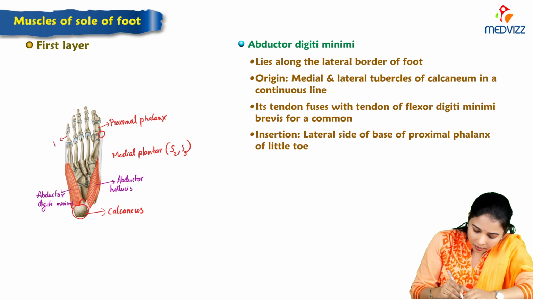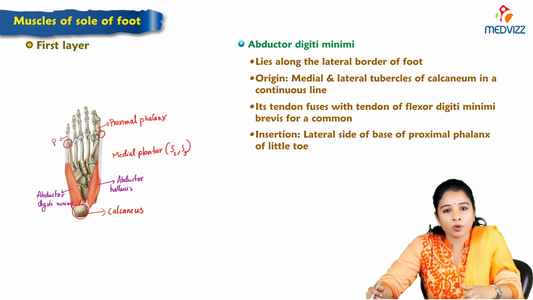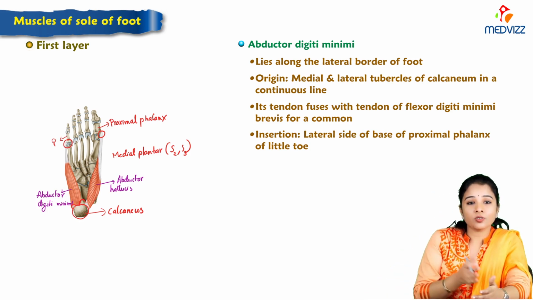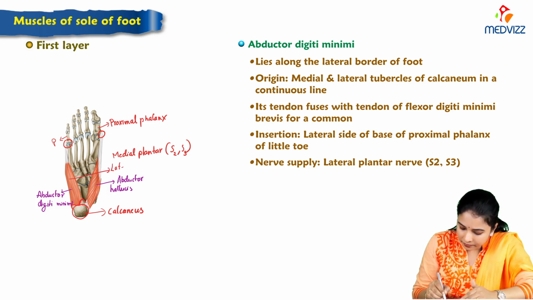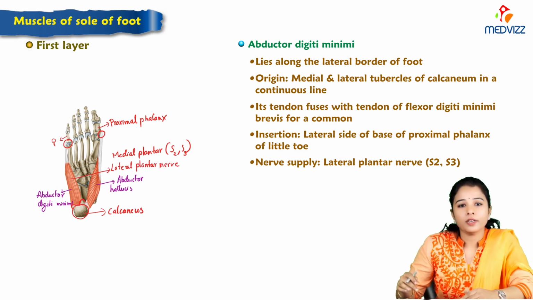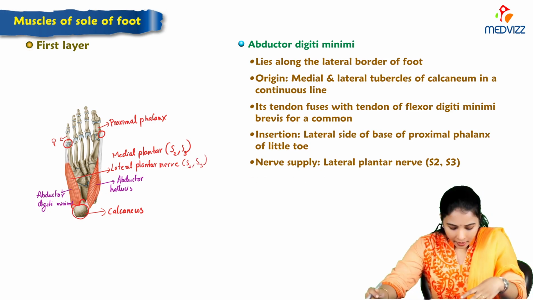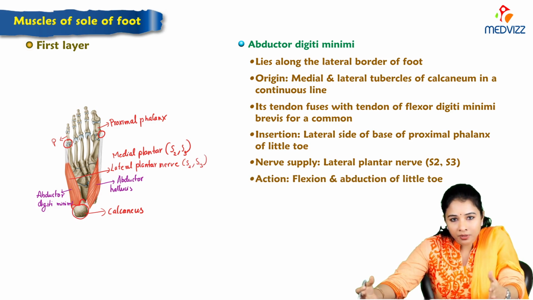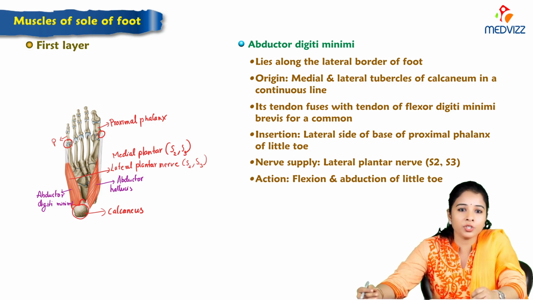So this is the proximal phalanx. It gets inserted to the lateral side of the base of the proximal phalanx. As it is on the lateral side, the nerve supply of abductor digiti minimi is the lateral plantar nerve. Lateral plantar nerve, the root value is S2, S3. And abductor digiti minimi acts as an abductor of the lateral toe, and also it helps in the flexion. So it acts as a flexor as well as abductor of the lateral toe.